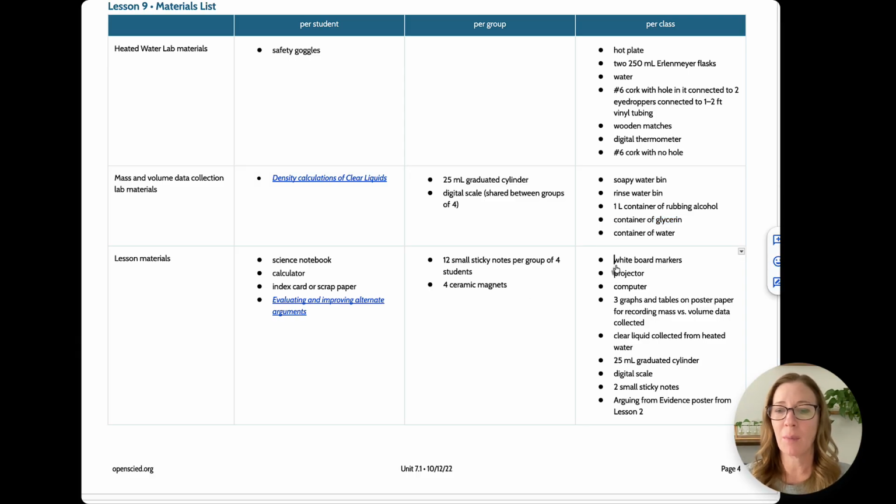Okay. Let's see over here. This is really that end, I guess just the 3 graphs and tables. We kind of went over all of this. So, sticky notes. You're going to need sticky notes for students to put on the posters, and each group they can share will need a digital scale. And of course the 25 milliliter graduated cylinders, that's here too as well.